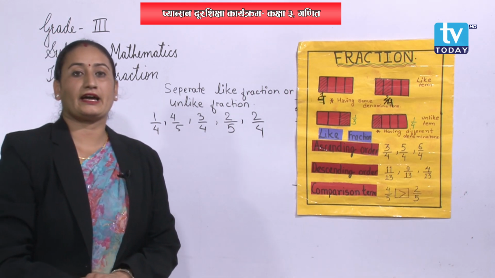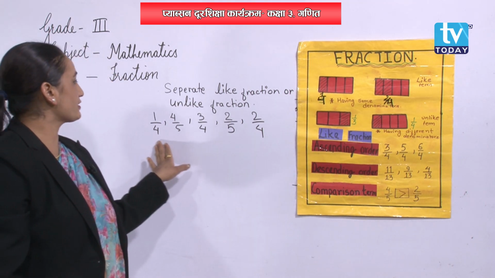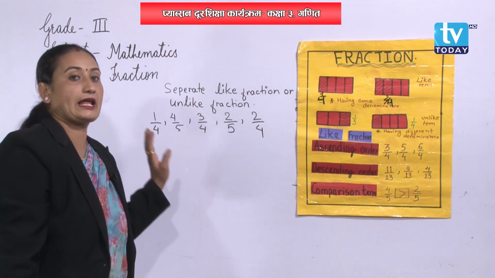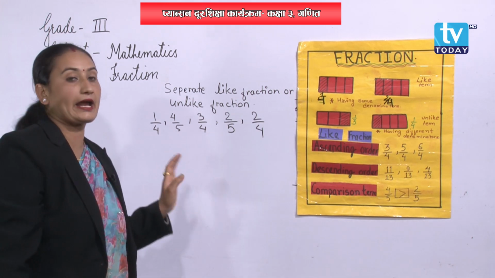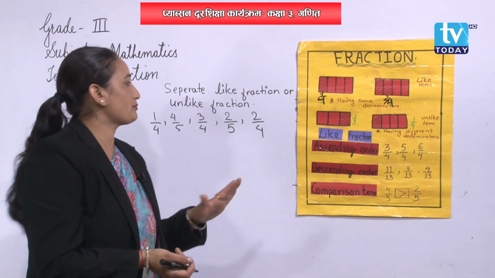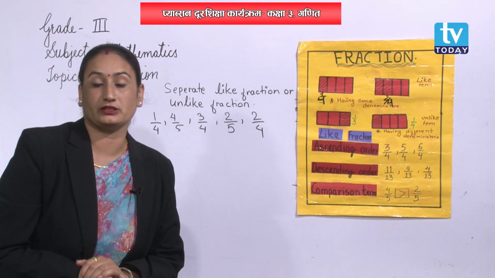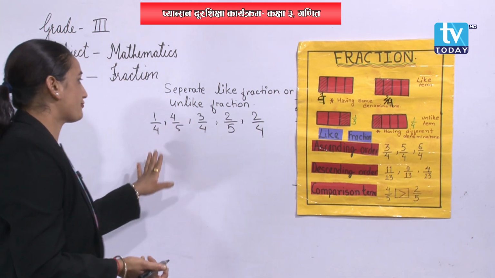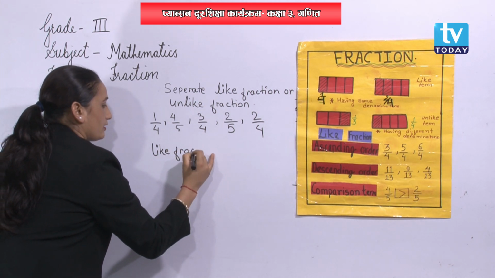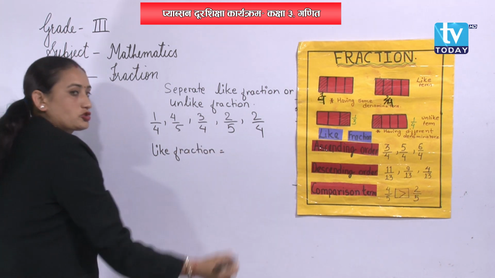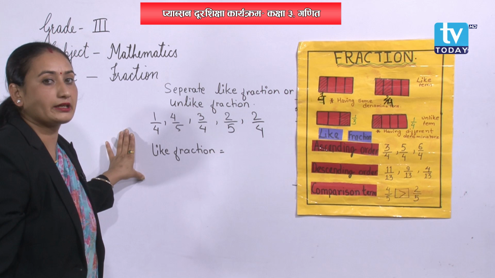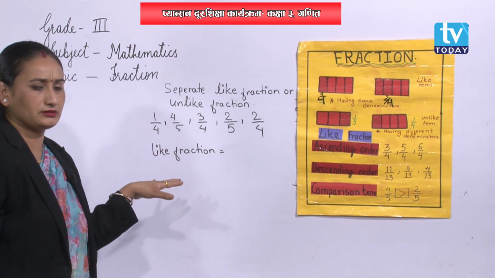Okay students, I have one question for you. Now, I have given some fractions over here, right? Have you seen these fractions? Now, you need to separate these fractions according to like fractions and unlike fractions. So, before separating the like and unlike fractions, what do you have to write? You have to write first, like fraction. First one is like fraction. Give an equals to sign and write down the fractions from the given question.